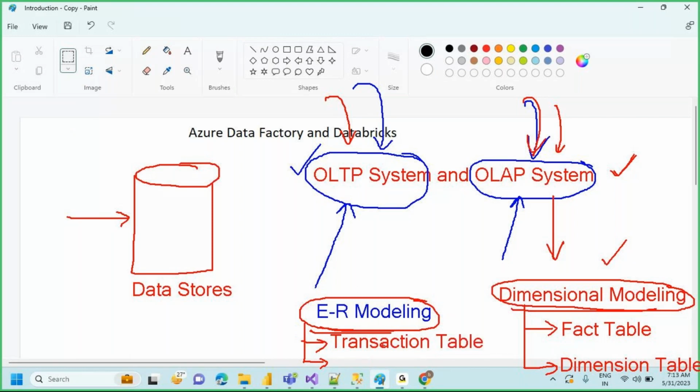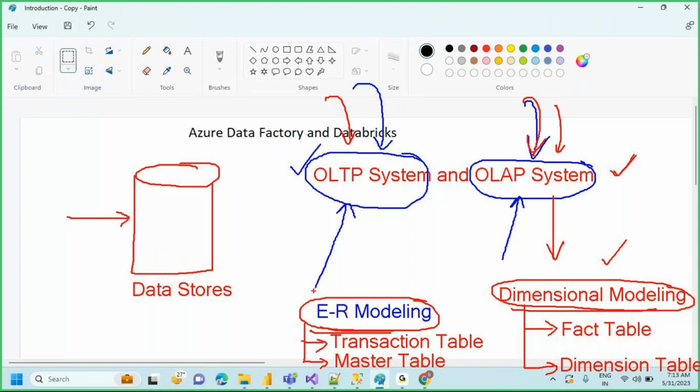So transaction tables, not a single table. By using multiple tables, we are going to take data from here and we are going to feed the data into this particular table, not a single table. And equivalent to dimension table, we are going to have master tables here. The naming standards are a little different, but the data source for this fact table is, we are going to take it from the transaction tables, and for dimension tables we are going to take it from the master tables.